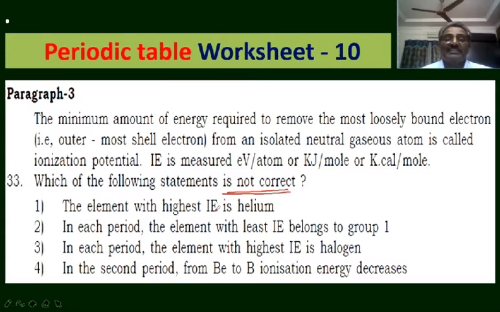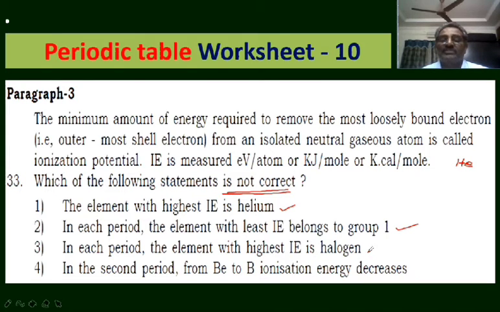Element with the highest ionization energy is helium. Helium is at the topmost right corner. It has completely filled orbitals and the electron cloud is very close to the nucleus. Because of that, removal of an electron from helium is very difficult. So the first statement is right. In each period, the element with the least ionization energy belongs to group 1. This is also right.